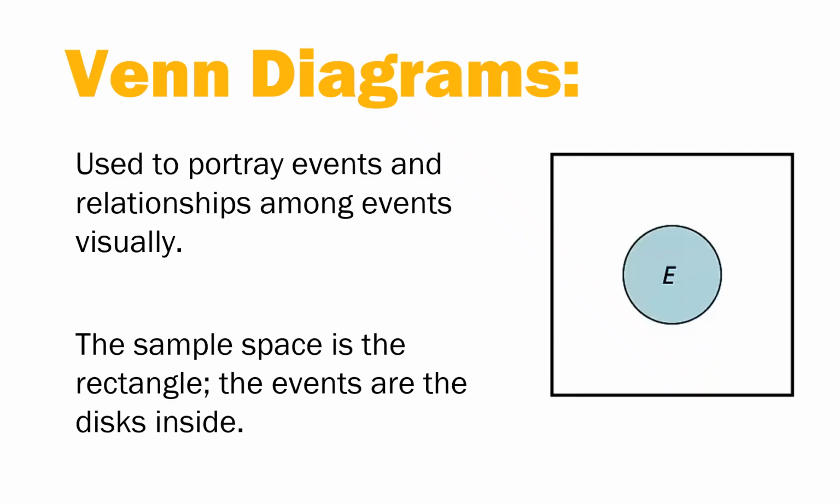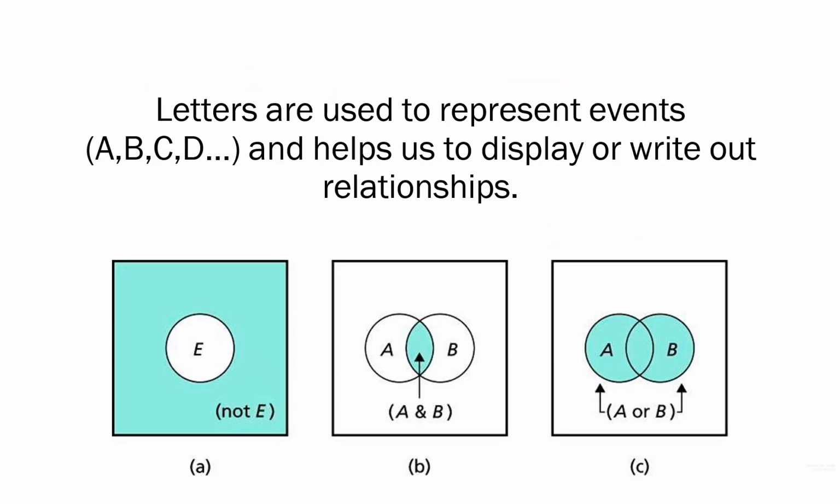So when you look at this picture that I have here, what you'll see is that the sample space is the rectangle, and the event here is shown by the colored portion, or the colored disc, or you can use other geometric shapes as well. We're going to go through a whole bunch of them because they will play into the rules of probability, and they help you with understanding how to solve. Letters are used to represent events like A, B, C, and D, and it helps us to display or write out all of our relationships.